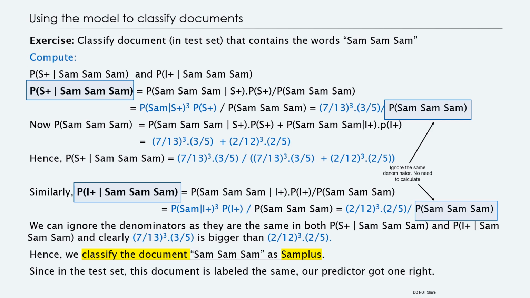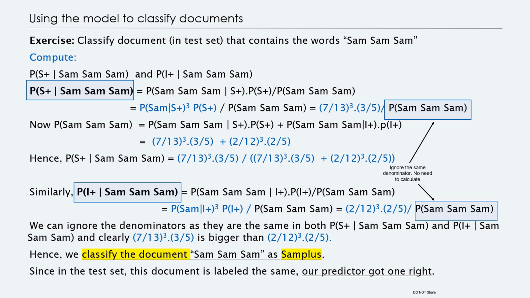Here's the trick. The denominator in both calculations is the same, so we can ignore it and focus on the numerator for each calculation. They may not be actual probabilities, they might not be less than 1, but they allow us to compare and see which one is larger.